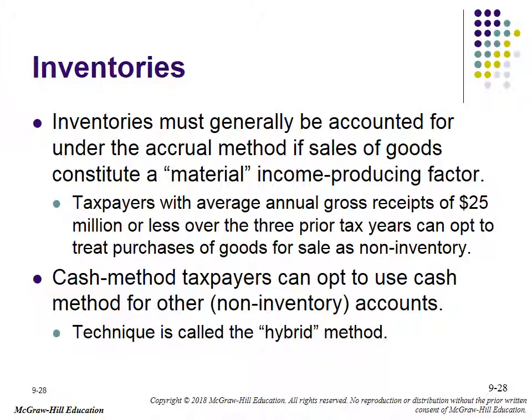You basically can treat purchases for the sale of those goods as non-inventory. So you don't have to fill out the back section of the Schedule C. You could put those items in the supplies area. You're still going to keep track of your inventory, but you don't have to show it on your tax return that way. Now, cash method taxpayers can opt to use cash method for other non-inventory accounts as well. So this is something newer for those medium companies. And this technique of what you're doing here is called hybrid method.